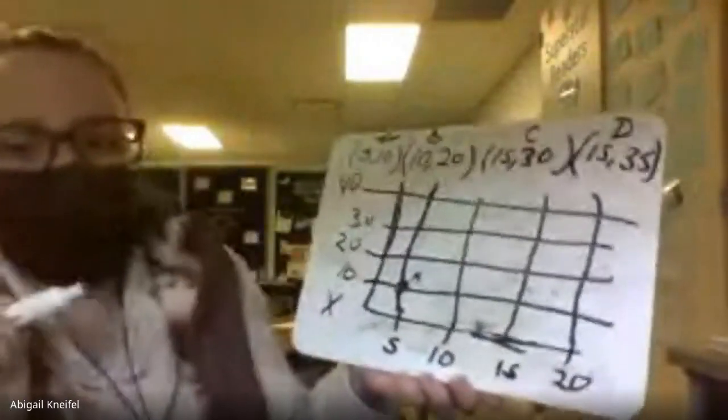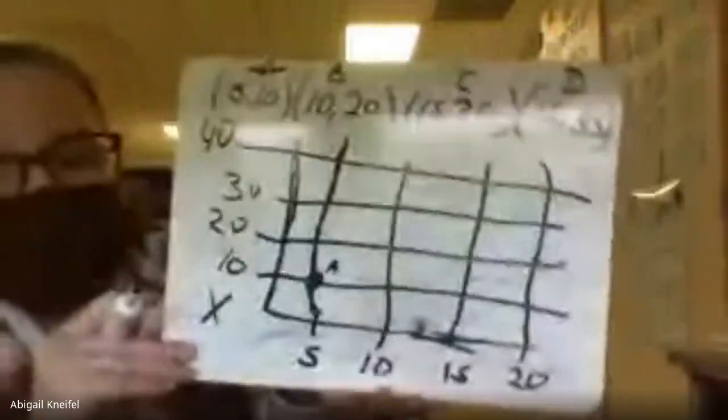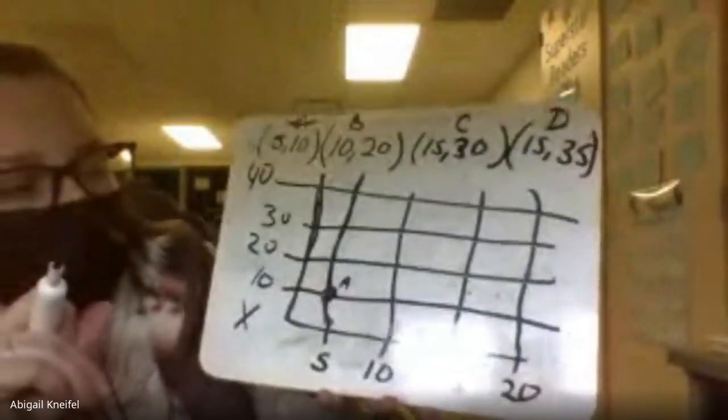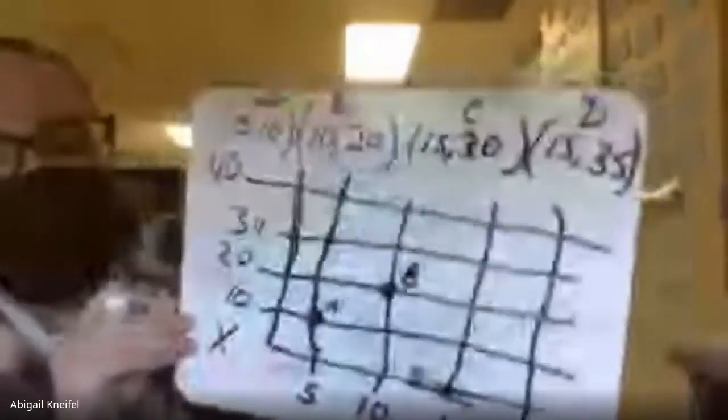Now, my next one, ordered pair B, is 10, 20. Gage, tell me, where's 10, 20 going to go? Tell me how to get to 10, 20. Over 10, up to 20. Over 10, up 20. Perfect. That is B. Haley, can you tell me how to get to C?